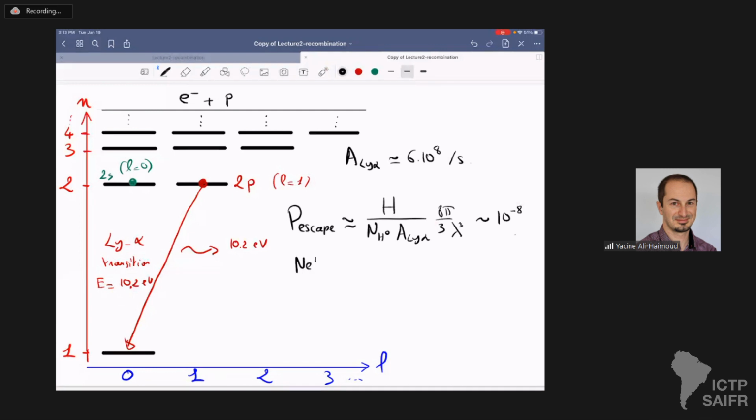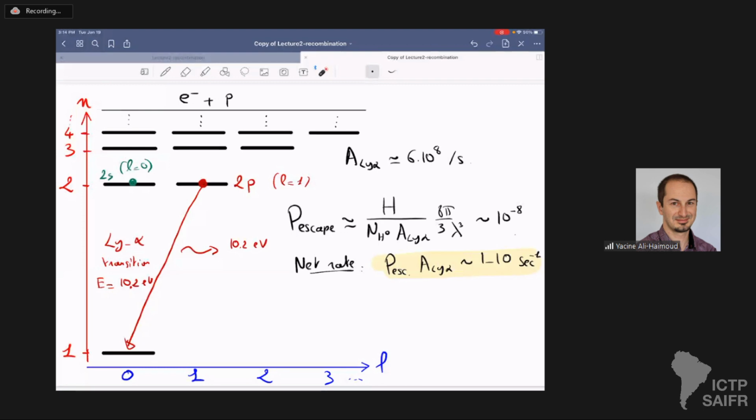So then the net rate in this transition is going to be the escape probability times this spontaneous coefficient. And this will be between 1 and 10 per second. So this is much, much smaller than the naive 6 times 10 to the 8 per second. So in fact, this transition appears to be very strong, but really you have a lot of reabsorptions. Most of the photons emitted in these transitions are reabsorbed, and only a very small fraction of them make it and provoke a real effective transition to the ground state.